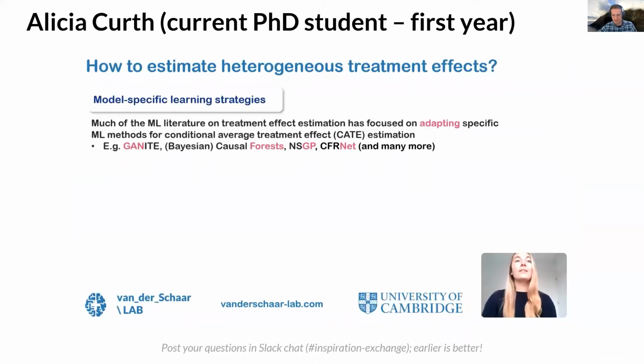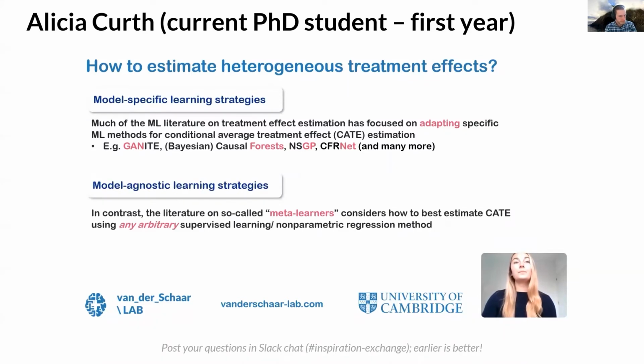In this paper, we ask the simple question, how to estimate heterogeneous treatment effects. And in the literature, there are quite a lot of strategies at this point. There are many model-specific learning strategies, which focus on adapting specific machine learning methods for conditional average treatment effect estimation, such as GENIE, causal forest, NSGP, CFRNet, and many more.